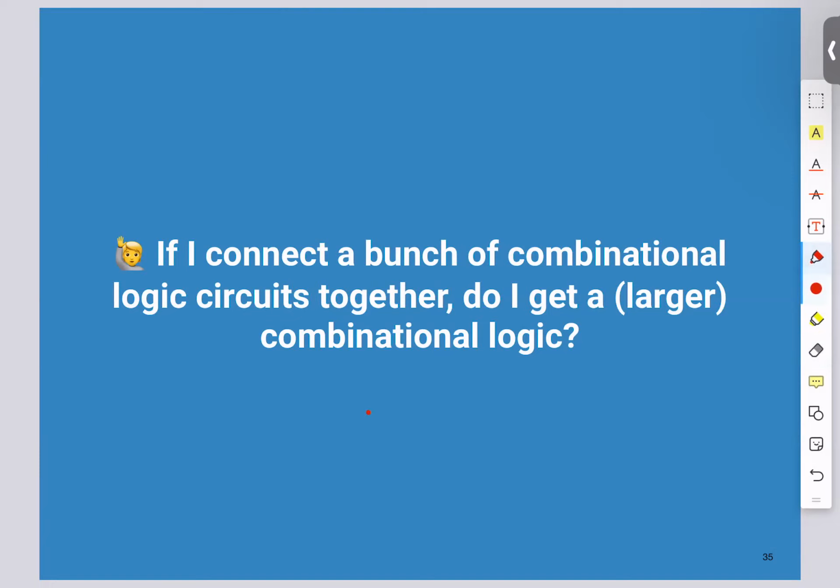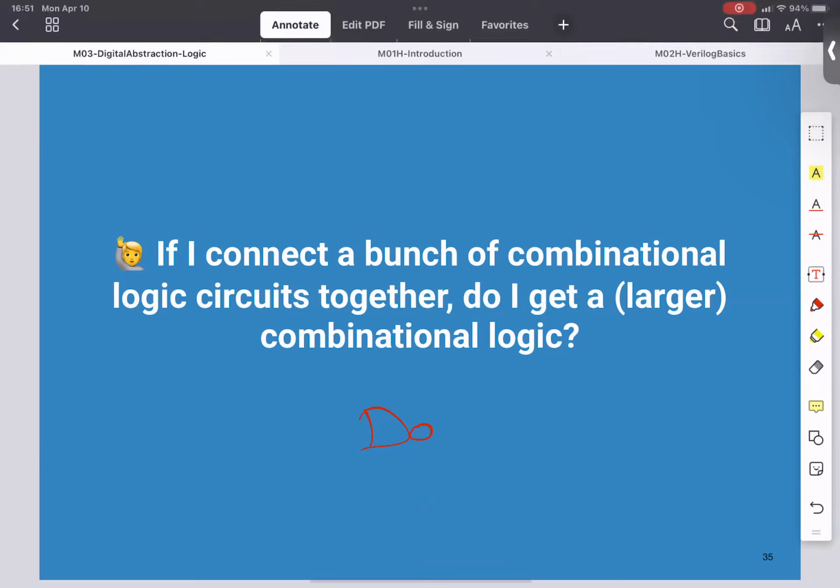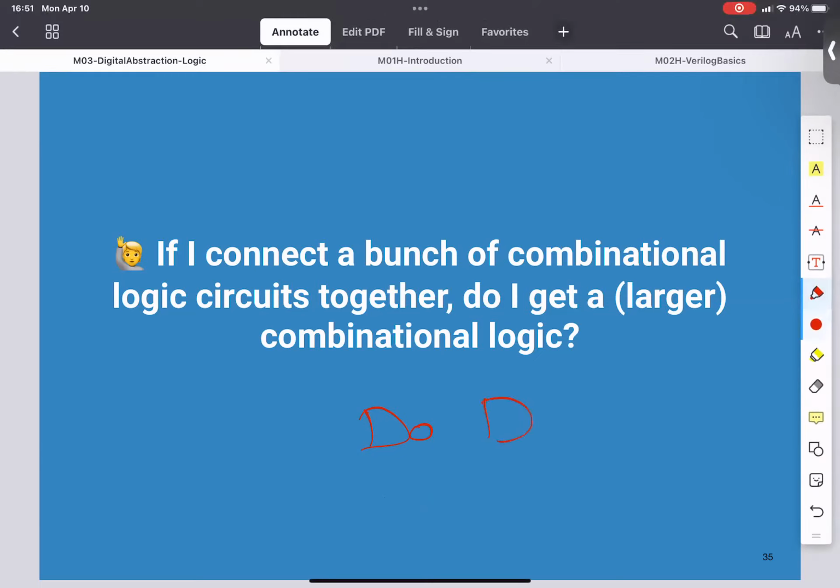Help me draw it. Let's see. So I have a NAND gate. Oh, okay, this is what you mean. Something like this? Yeah. Okay. But I'll still be able to simplify it, but it will still be combinational.